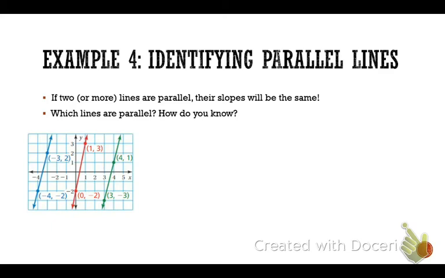Okay, parallel lines. Do you guys have this example in your notes? If two lines are parallel, their slopes will be exactly the same. Think about it. Parallel lines never do what? They never cross. So in order for them to never cross, they have to be slanting exactly the same way. The same rise and the same run over and over again. Does that make sense? So I can compare lines to see if they're parallel by comparing their slopes.